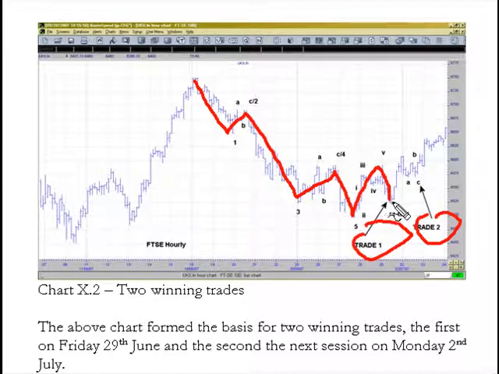So we thought a retest. So I think we bought here, and that went okay. And then we saw another ABC here, so we bought there, and that went okay. So that was good.